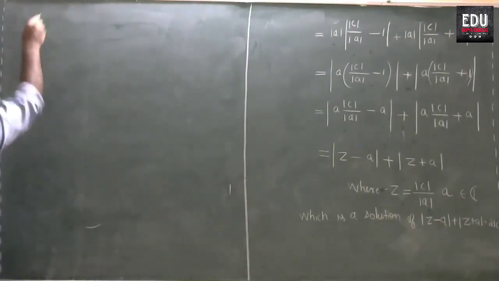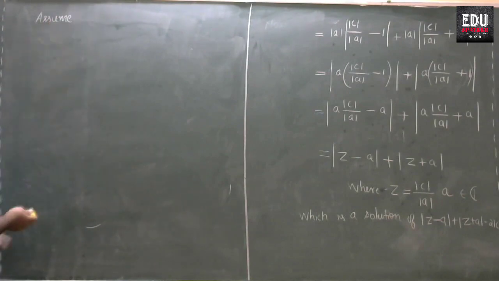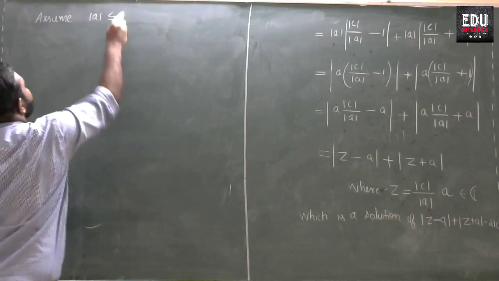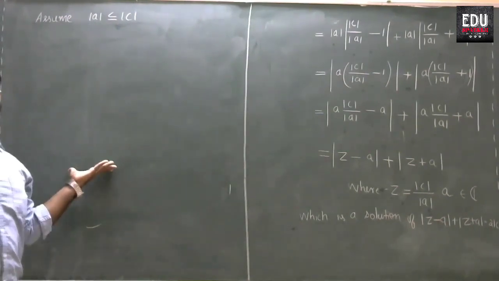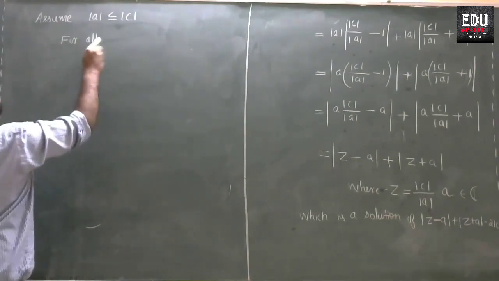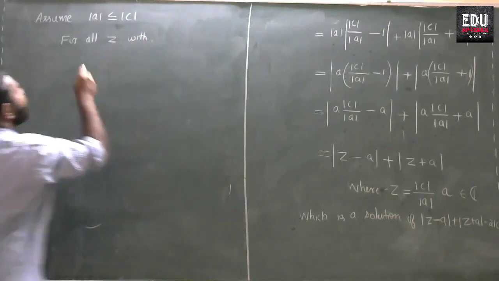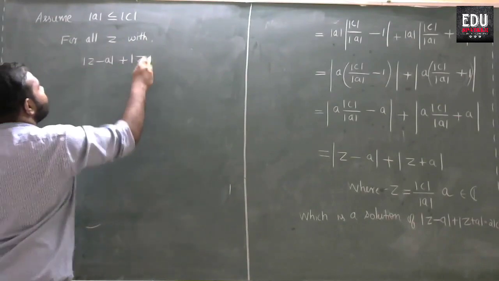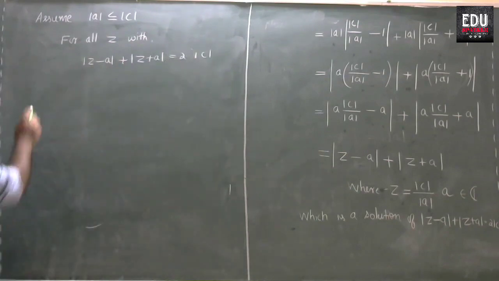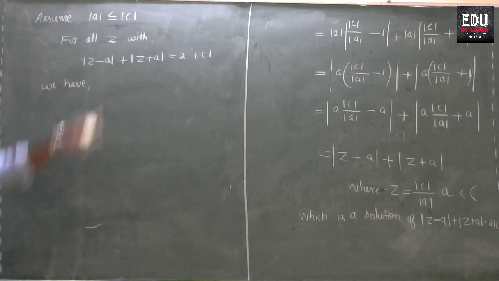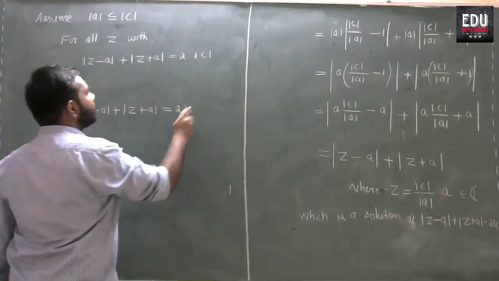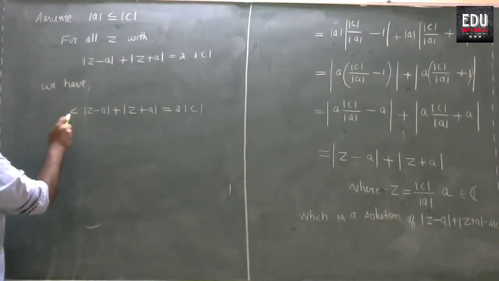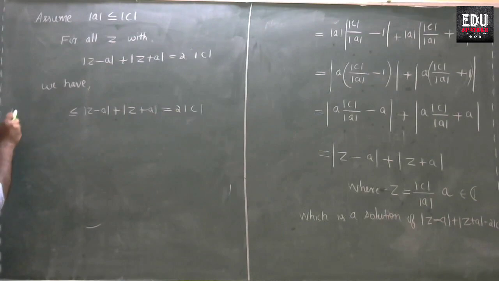Right? So assume |a| ≤ |c|. Then by this part, this equation will have solutions. Now for all z with |z − a| + |z + a| = 2|c|, we have, so if I consider that, |z − a| + |z + a| = 2|c|. So if you use an identity, it is always greater than or equal to |(z − a) + (z + a)|.